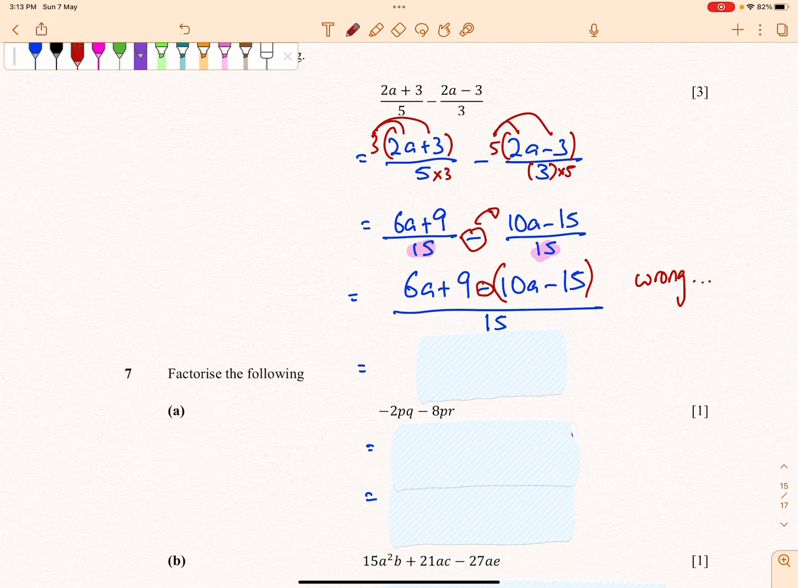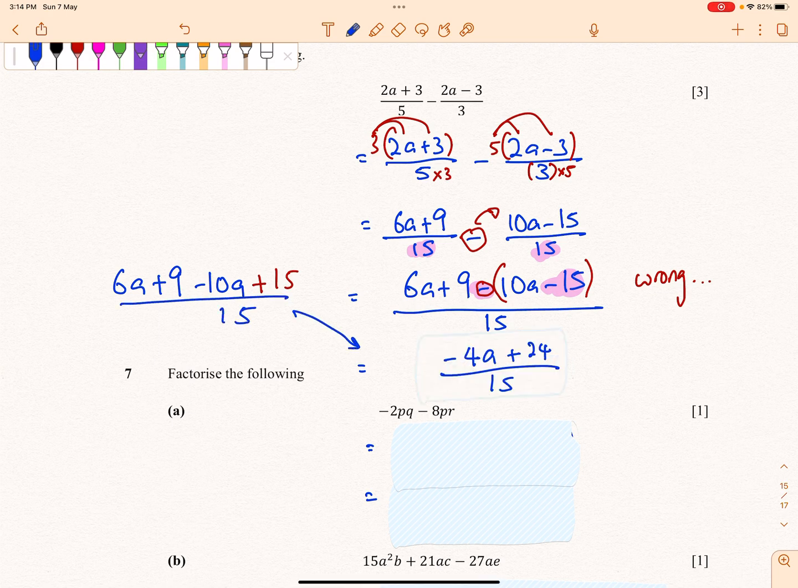So when you bracket this up, you will get 6a plus 9 minus 10a. Looking carefully at the negative times negative 15, you actually get a plus 15 and then the denominator. Now, at the final step, I want to group the like terms together. So 6a minus 10a will be minus 4a. Plus 9 plus 15 will be plus 24.